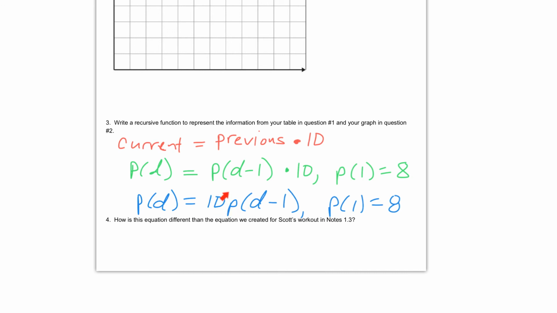And notice that since this 10 is next to this P, I do not need that multiplication symbol. This next to it automatically indicates to me that I am multiplying this previous term by 10. So either order is okay.